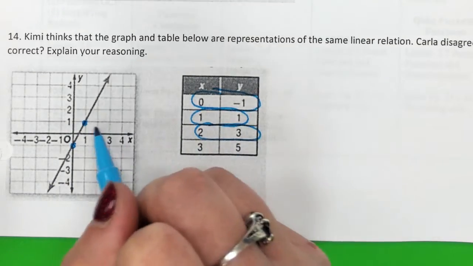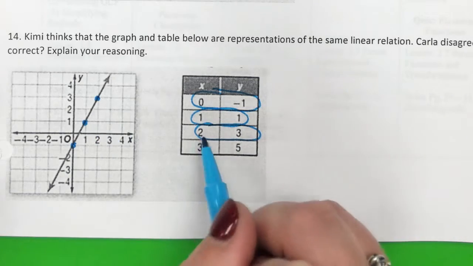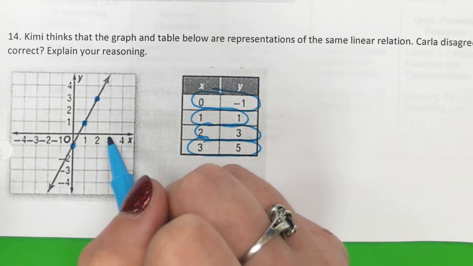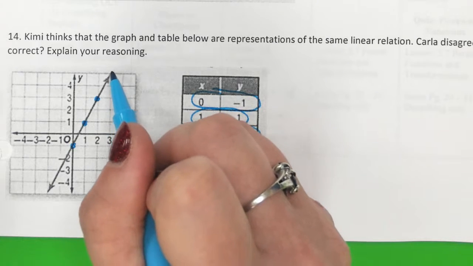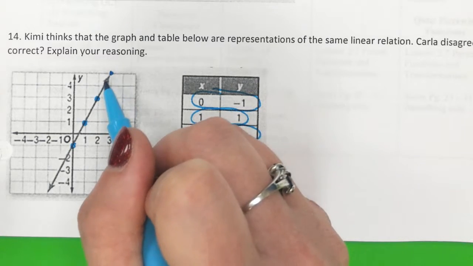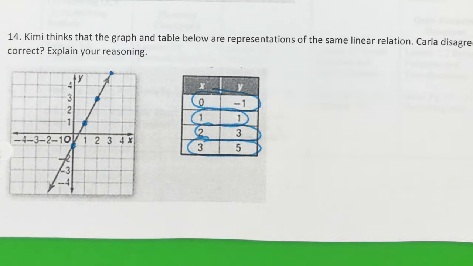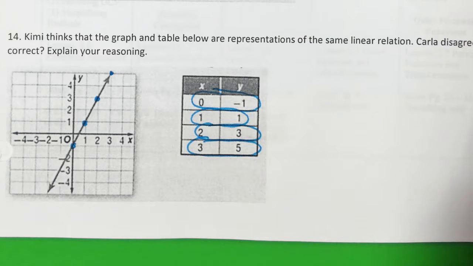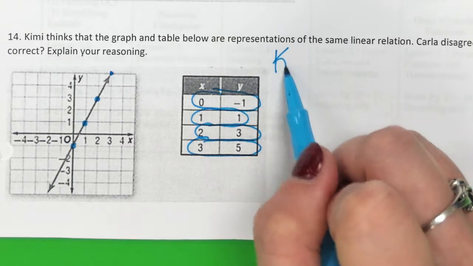Yes. Yep, there it is. And then we've got 3, 5. Do we know? Let's see. Well, 1, 2, 3, 4. But that arrow tells us it keeps going, right? So, are that table and that graph good representations of the equation? Yes. So let's look at what the question says. The question says who is correct? Kimmy is correct.